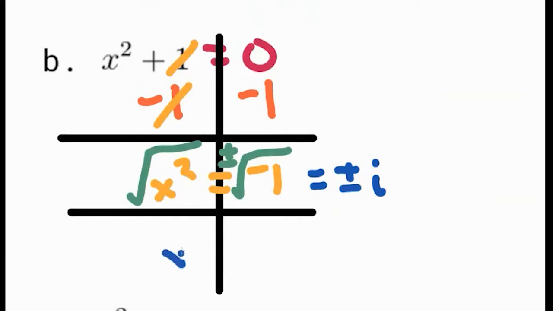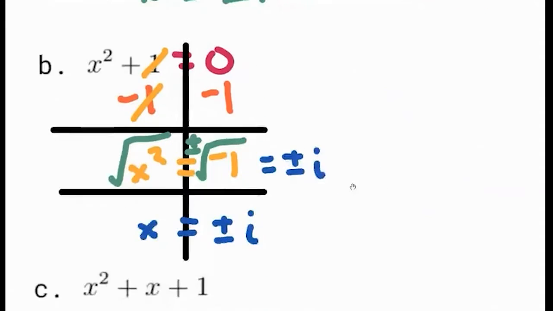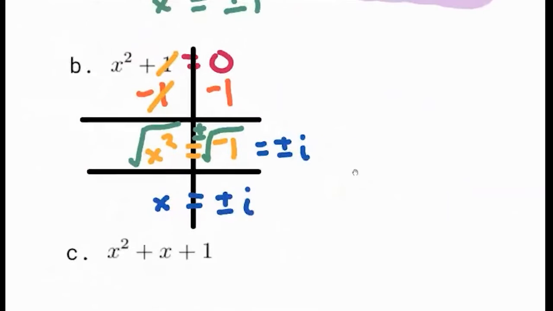I'm going to rewrite it down here, though. x is equal to plus or minus i. By the way, you do not need to write these lines like that. I just like to do it to keep organized. Some people do it, some people don't. It doesn't really matter.